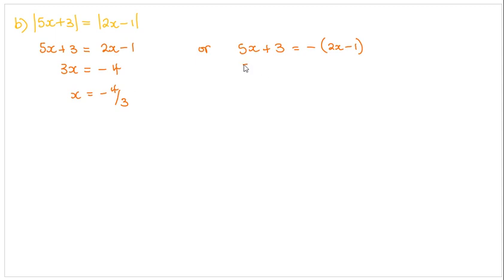And then for this one, let's go ahead and distribute the negative on the right side. And then let's transpose. 5x plus 2x, that's 7x, equals 1 minus 3, which is negative 2. And so x is negative 2 over 7. So we have two values for x. But of course, we need to check them to make sure that they both work in the original equation.